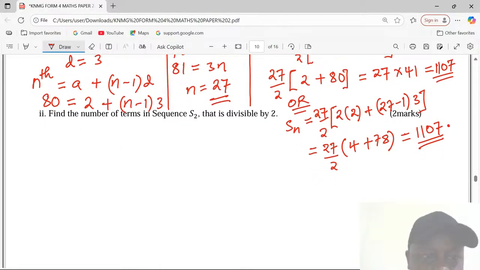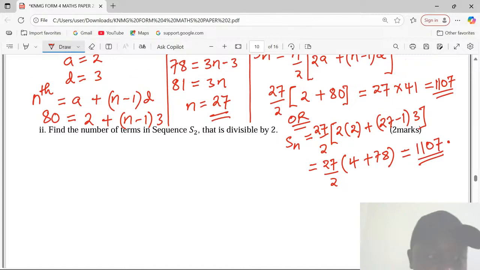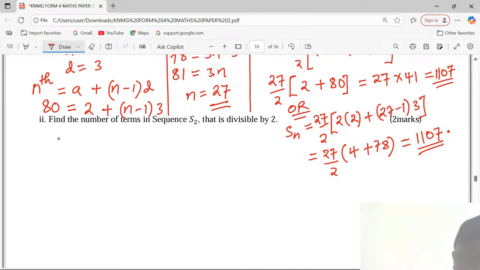Number 2, find the number of terms in sequence 2 that are divisible by 2. So the terms are moving from 2 to 5 to 8 to 11, and you can guess the next is 14, all the way to 80.